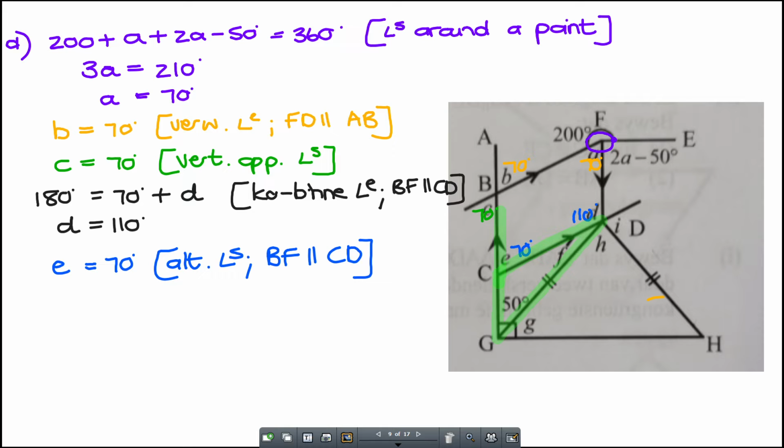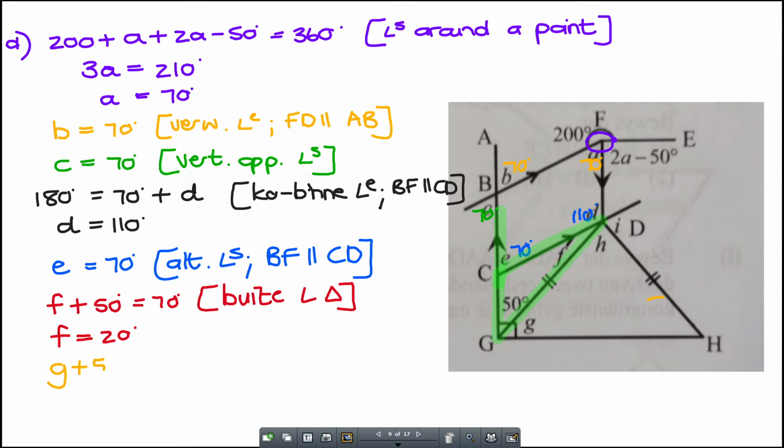Okay, so kom ons skryf. F plus 50 gee vir my daai 70 grade. En die rede daar, exterior angle triangle, buitehoek driehoek. Meaning F would then be 20 degrees. Any questions there? Okay, dan gaan ons gou na G toe. G plus 50 geef my 90 grade.